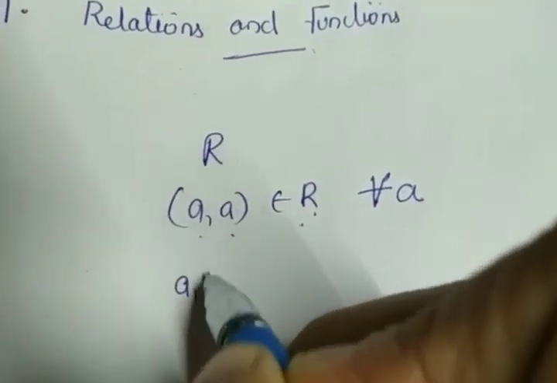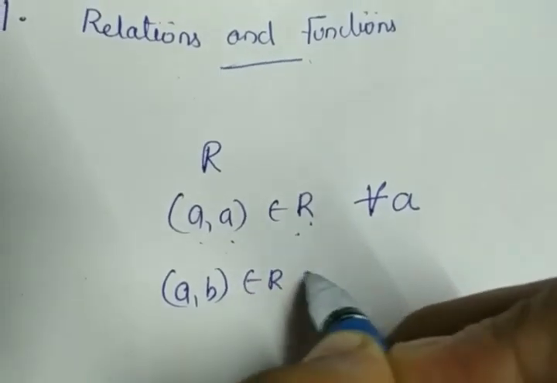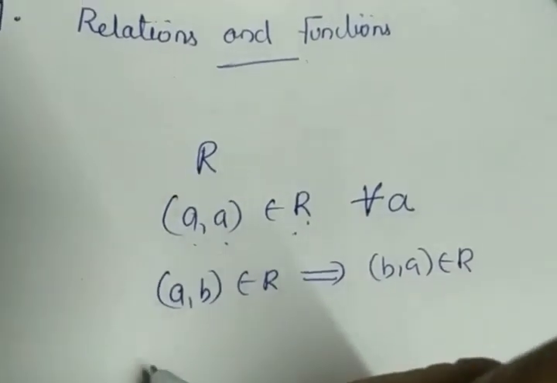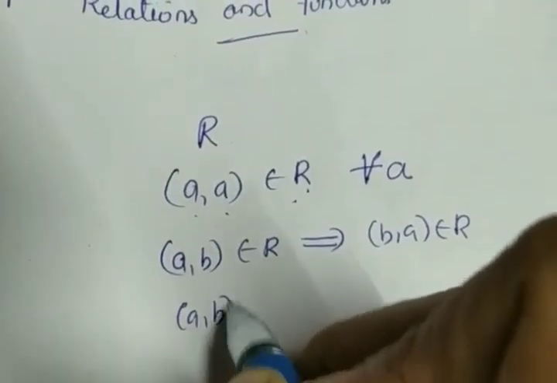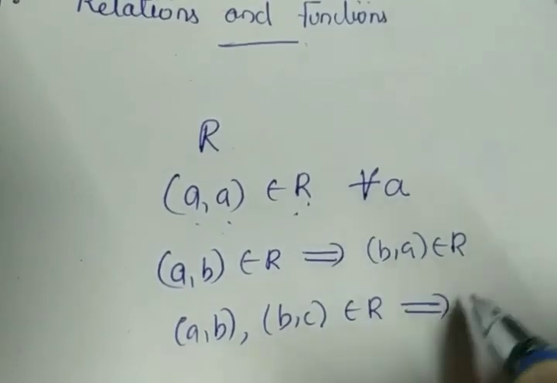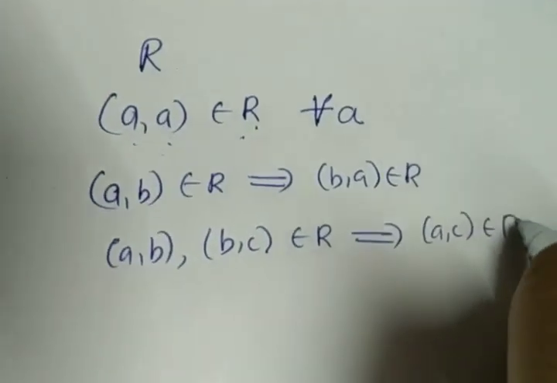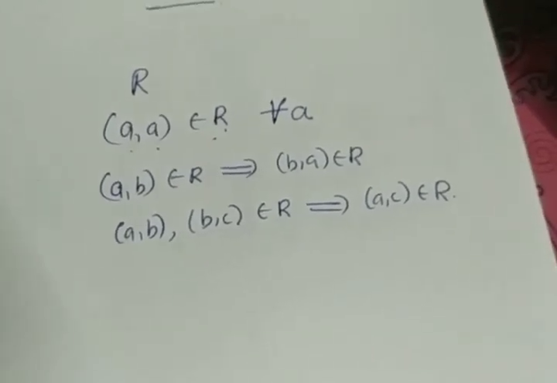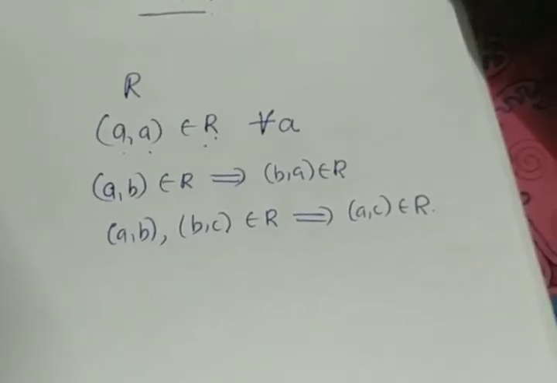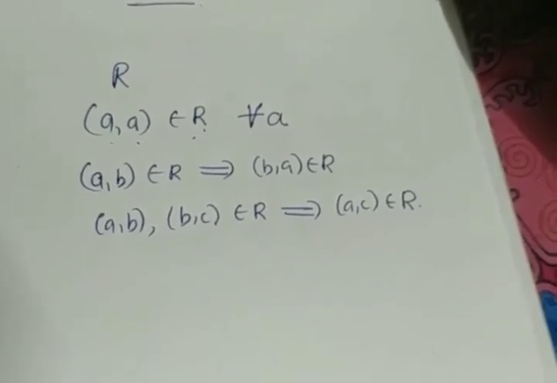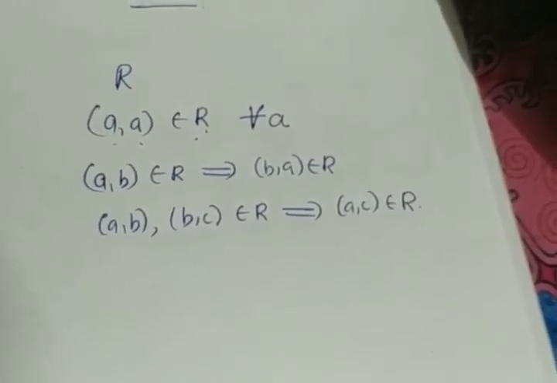Again, if (a, b) element of R implies (b, a) element of R, then R is said to be symmetric. Same way, if (a, b) and another element (b, c) element of R implies (a, c) element of R, then R is said to be transitive. Then we dealt with the function. What was a function? A relation is said to be a function if each and every element of the first set has a unique image in the second set.